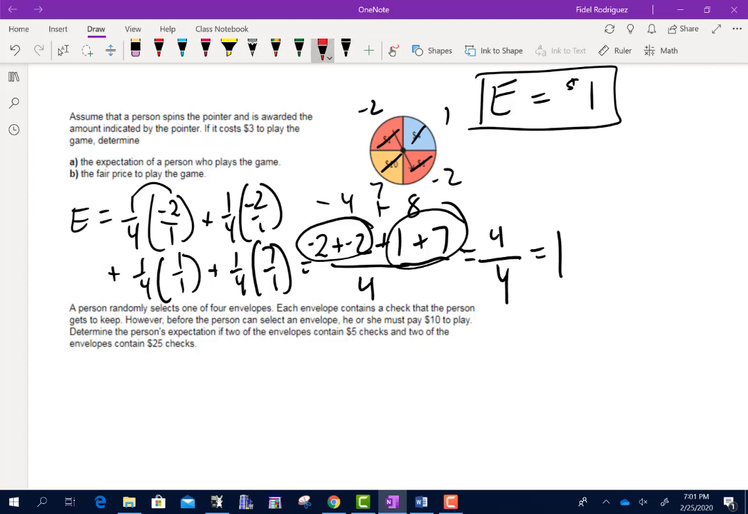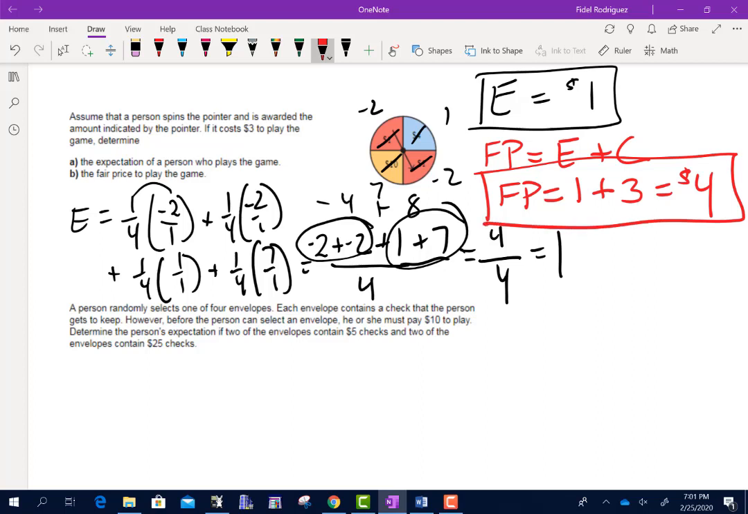Now, we're going to find our fair price. So the fair price is the expected value plus the cost to play. We found our expected value to be $1. The cost to play is $3. So the fair price should be $4.